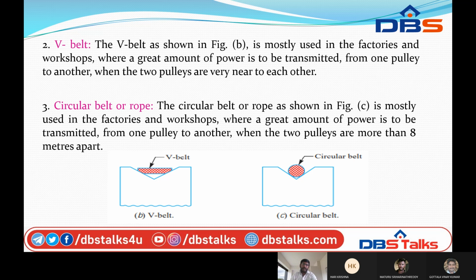Next, the circular belt or rope. The circular belt or rope, as shown in the figure, is mostly used in factories and workshops where a great amount of power is to be transmitted from one pulley to another when the two pulleys are more than 8 meters apart. So the distance between the two pulleys is more than 8 meters. This is the circular belt.